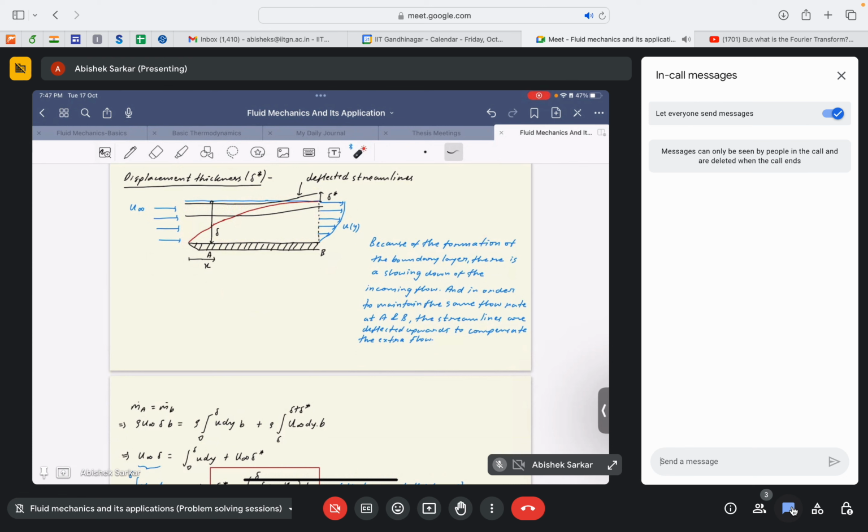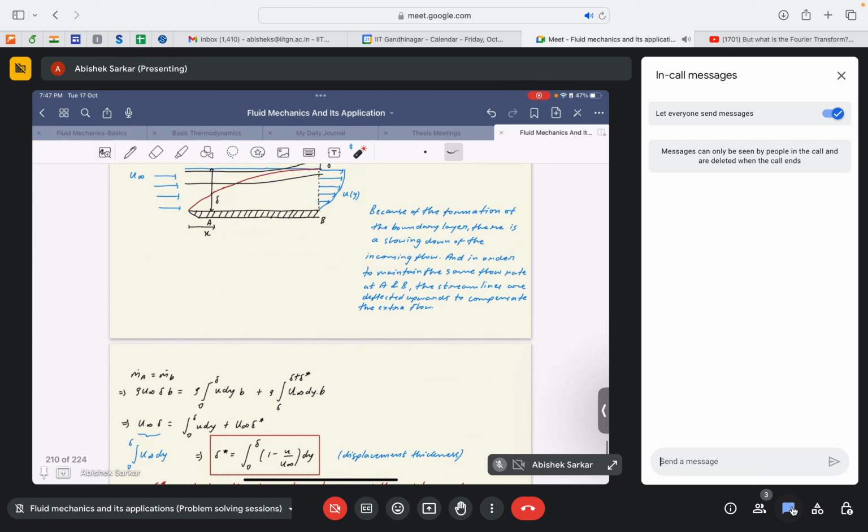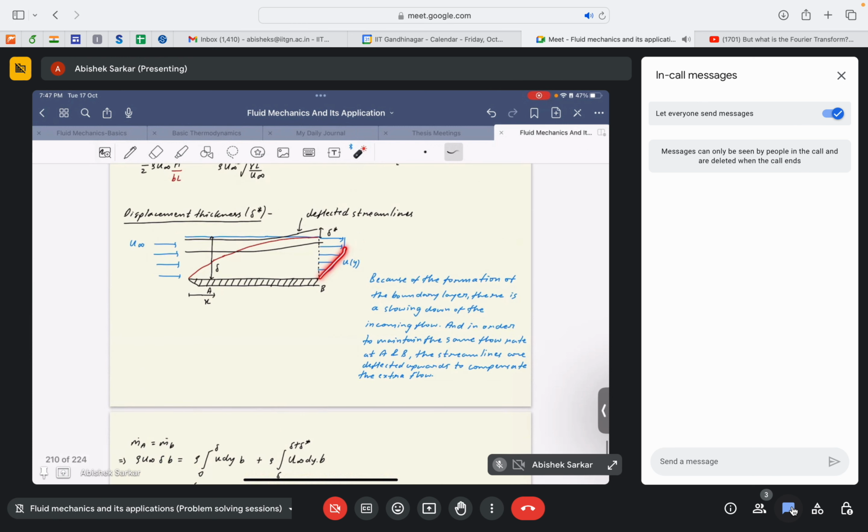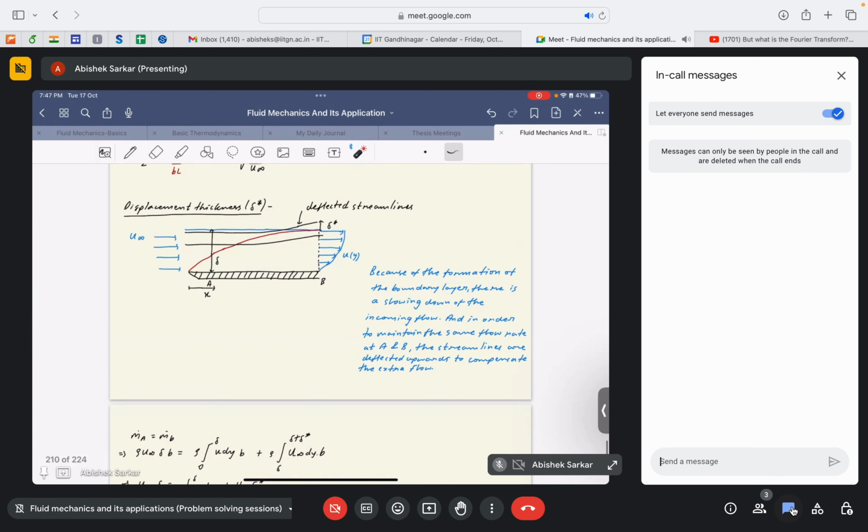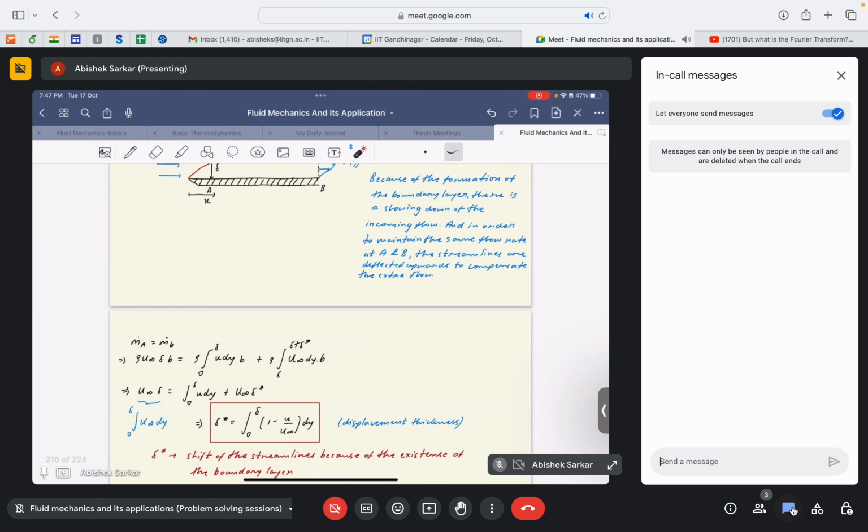If we consider this to be our control volume, we just apply mass conservation at the inlet and the outlet. Since there is no mass generation, the only terms that remain are the flux terms. So at the inlet we would have the net mass flux as rho u infinity delta into b, which is basically the area. If b is the perpendicular depth, then the net mass flux is rho u infinity into delta b. Okay, delta is the boundary layer thickness.